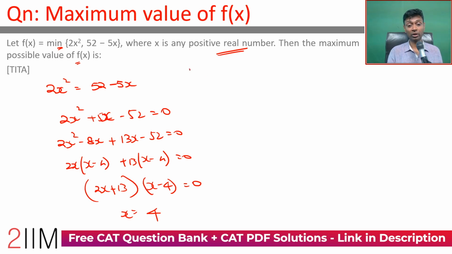Substitute that. We're talking about the minimum value of 2 into 4 square, comma 52 minus 5 into 4. This is 32. This is 32. So the value we are looking for is 32.